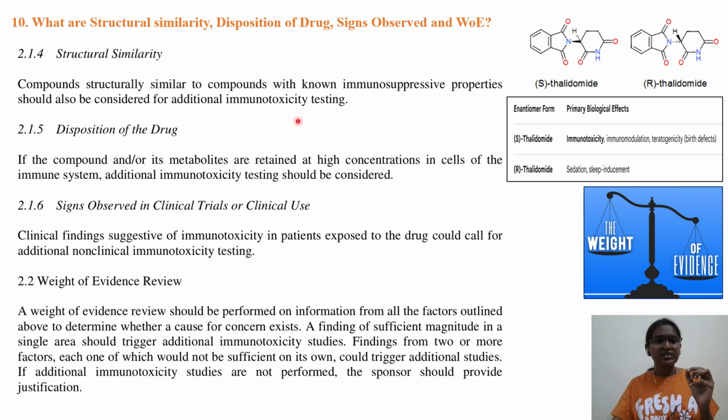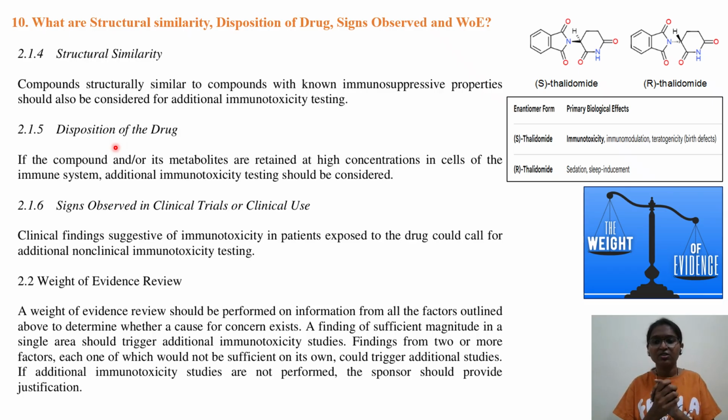Okay. Next, we'll see the next section, that is disposition of the drug. Disposition of the drug is where the drug goes and deposits once you administer it. For example, there are certain drugs which go and deposit in your fat tissue. There are certain drugs which will go and deposit in your liver. They start accumulating in certain organs.